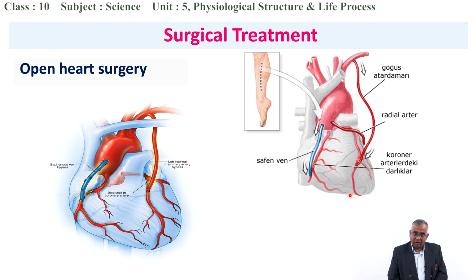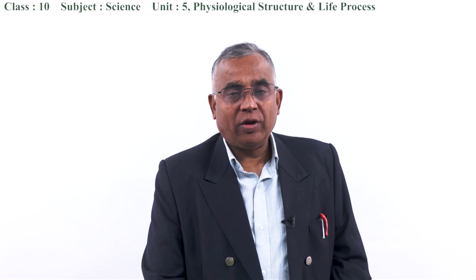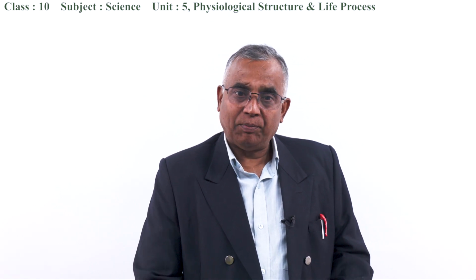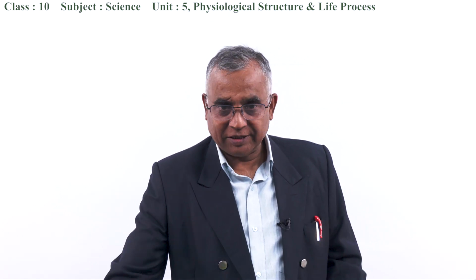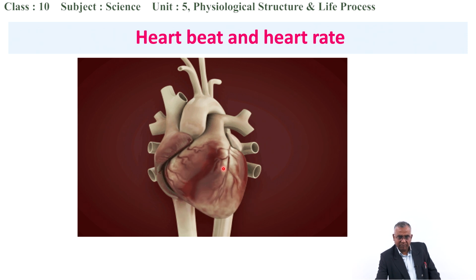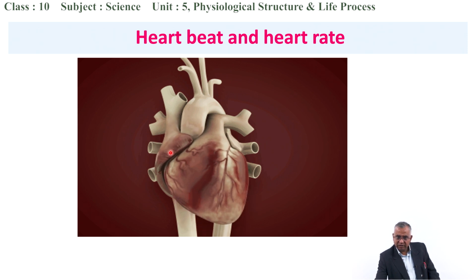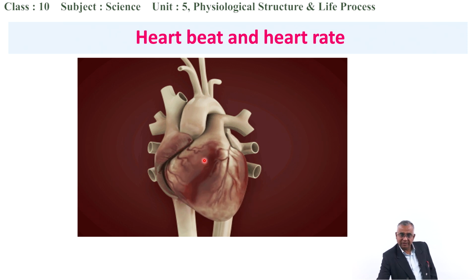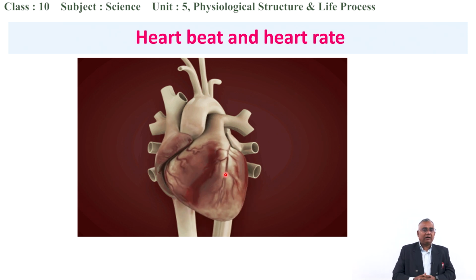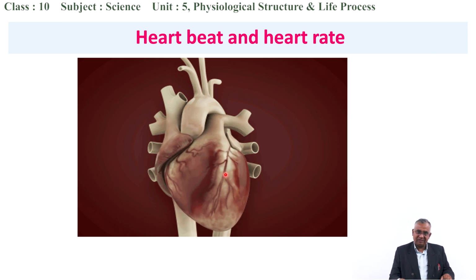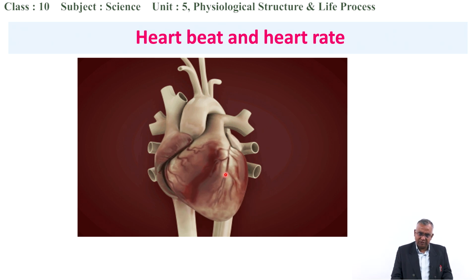Okay. Now, go ahead. Now we have to read about heartbeat and heart rate. See the diagram. See the picture. What is happening? Yes, contracting. When the ventricles contract, then the auricles relax. So the contraction and relaxation of auricles and ventricles, you have done many times, so I'm not going to tell in detail about it.